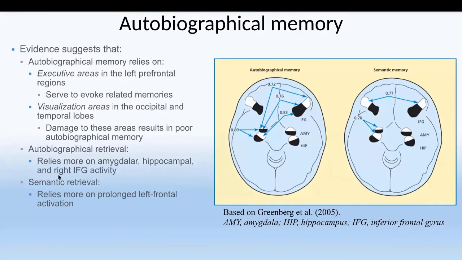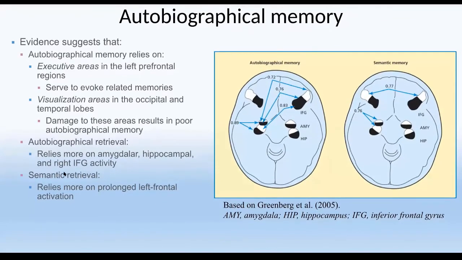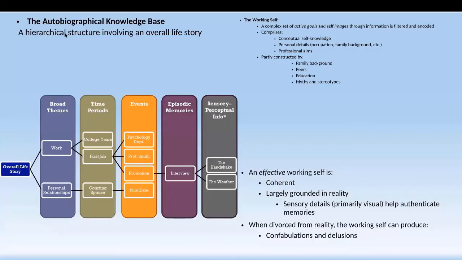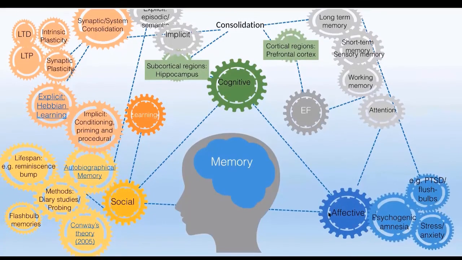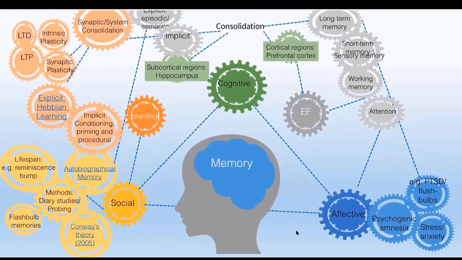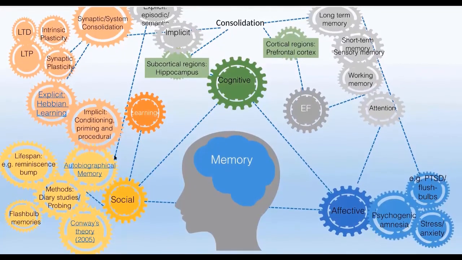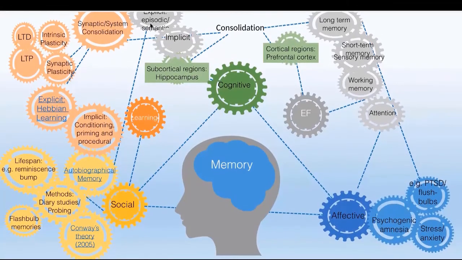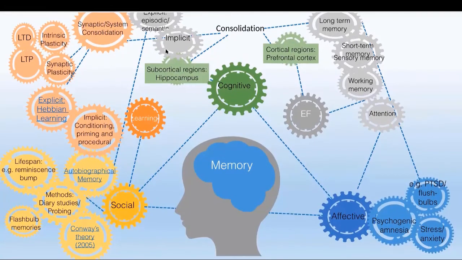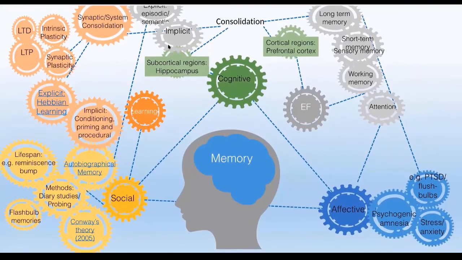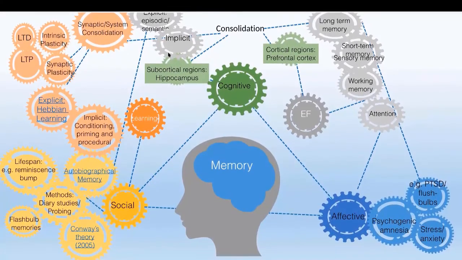So we see here that we have different types of activations. This is important because a critical debate in the literature is a distinction between autobiographical memories and episodic memory or semantic memory, for example. And well, they are clearly related, but they are also very different in several ways.